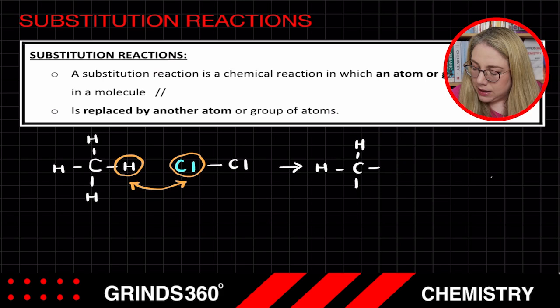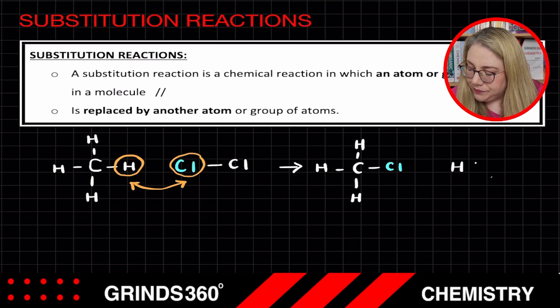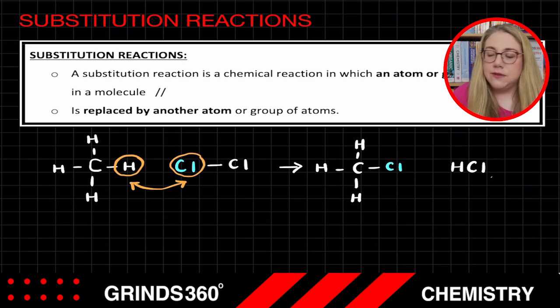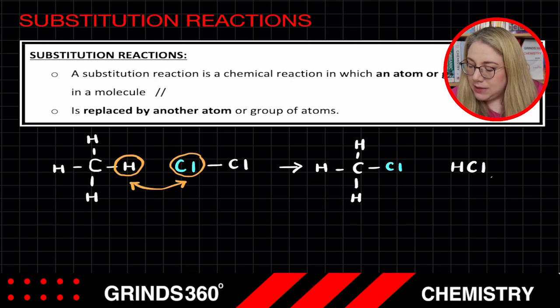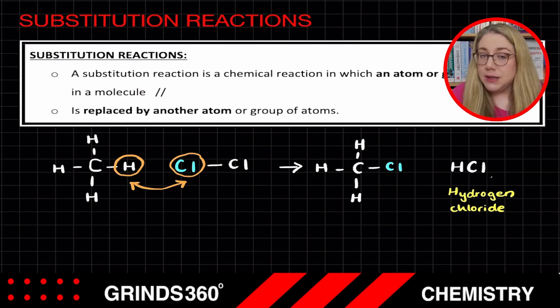a methane molecule, but now we have a chlorine on the methane molecule, and the hydrogen swaps with the chlorine to form hydrogen chloride. Now here, it's important that you name that second product as hydrogen chloride. A lot of students fell into this trap in 2024 where they called it hydrochloric acid. It's not. There's no water anywhere here, so it can't be hydrochloric acid.